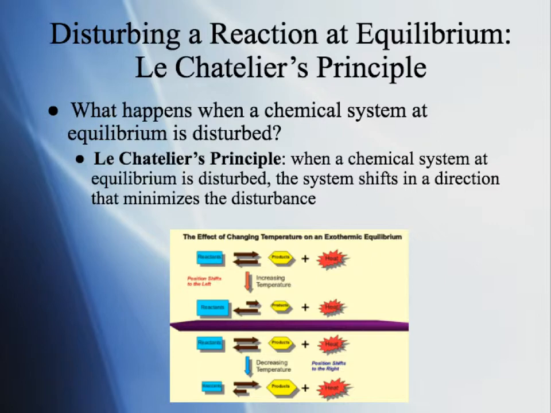Well, a French chemist by the name of Le Chatelier, I'm sure you could say it differently in French, but I don't speak French. So Le Chatelier is the best I can do. He came up with this principle that said when a chemical system is at equilibrium and it's disturbed, the system shifts in a direction that minimizes the disturbance. So it'll speed up in one direction or the other in order to bring it back to equilibrium again.